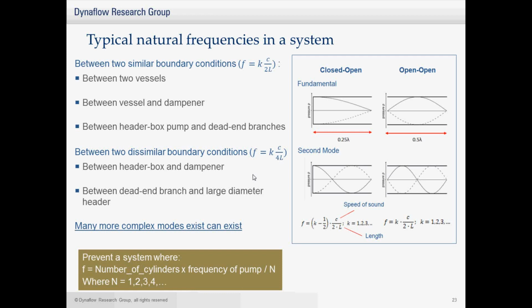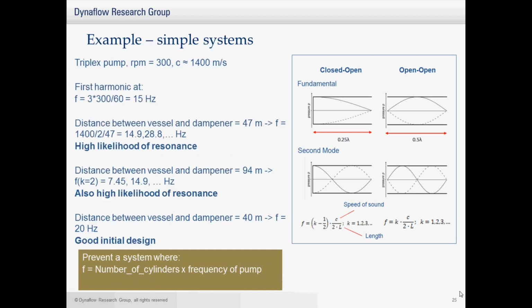But it's always a good rule, when you initially design a system, to prevent any of these typical natural frequencies from being in your system. So you always want to prevent, I wrote it down here, a system where the natural frequency is equal to the number of cylinders times the frequency of the pump divided by an integer.